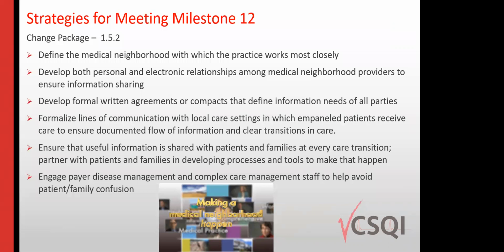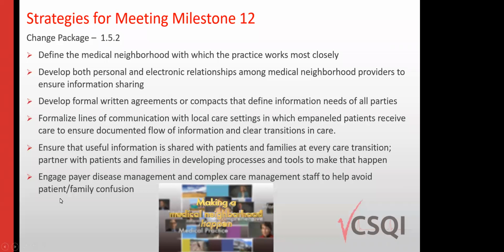Point 5, ensure that useful information is shared with the patients and the families at every care transition. And 6, engage the payer disease management and complex care management staff to avoid patient family confusion. So if you have a care coordination function in your office, or if that falls to the nurse, or if that falls to a population health person, those agents can help to communicate with the patients as well.